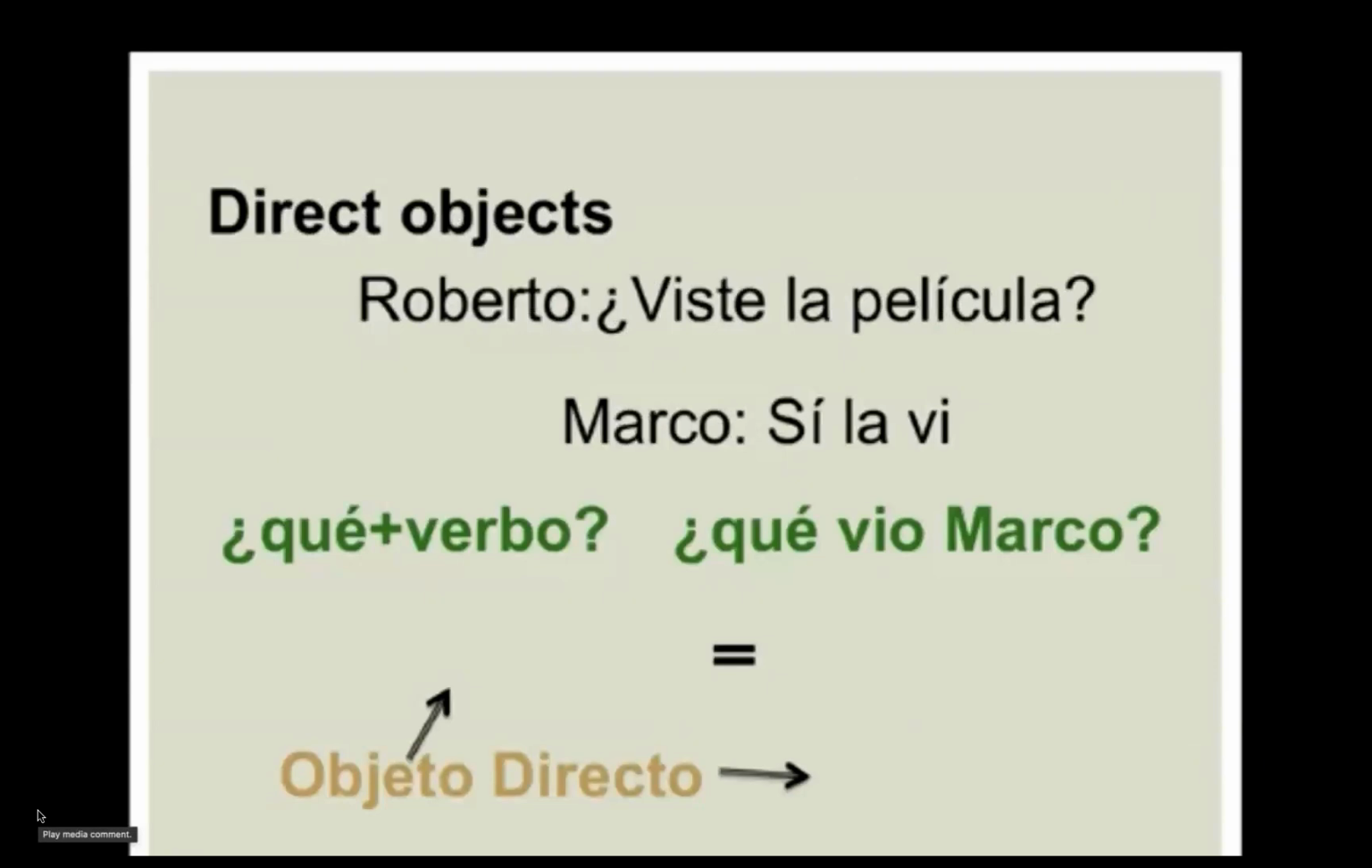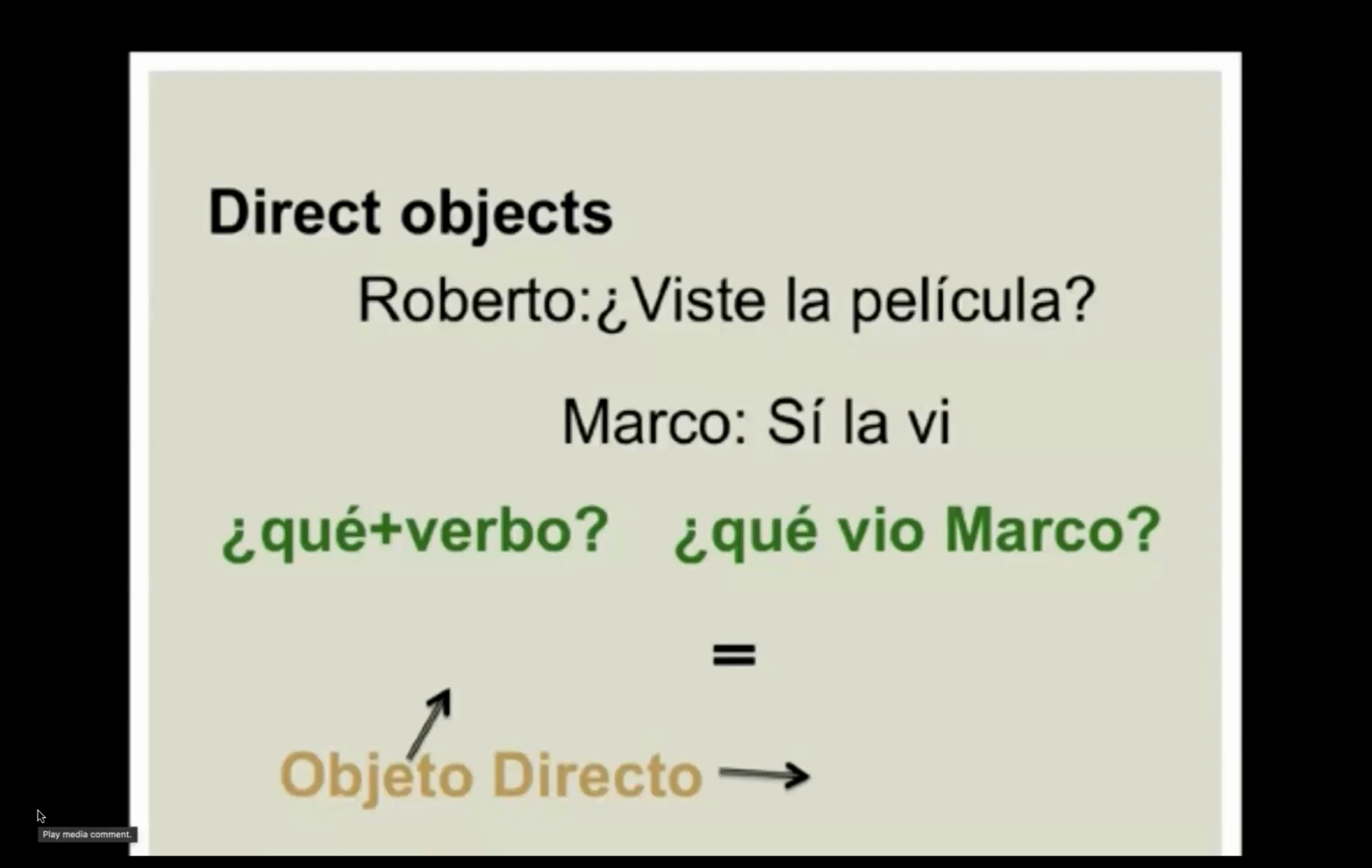Now be aware that not all sentences and statements may contain a direct or indirect object. So, how do we establish whether we have them? Here's a way that you can do it. Direct objects often answer to the question, ¿Qué plus verbo? That is, what plus the verb in the sentence.